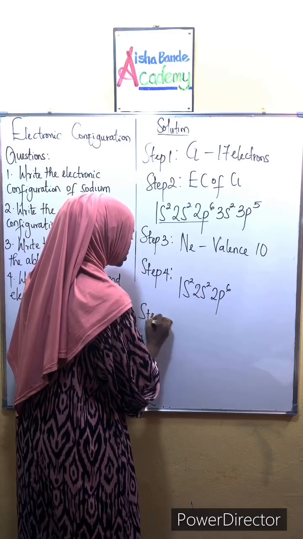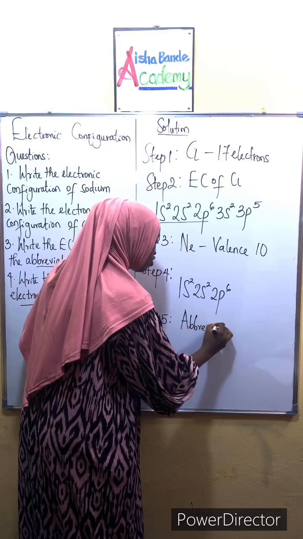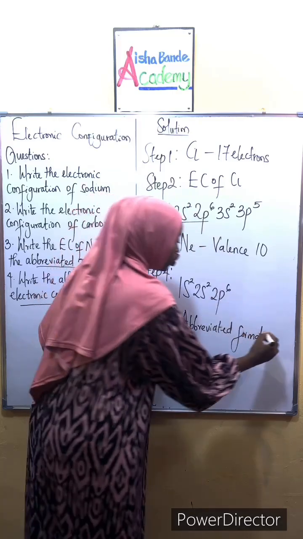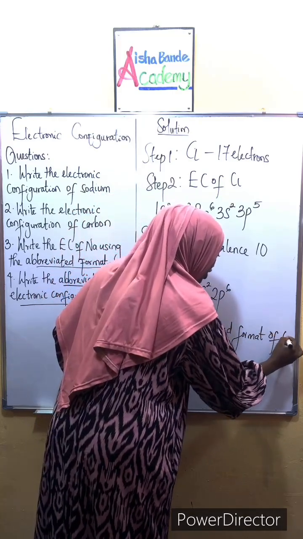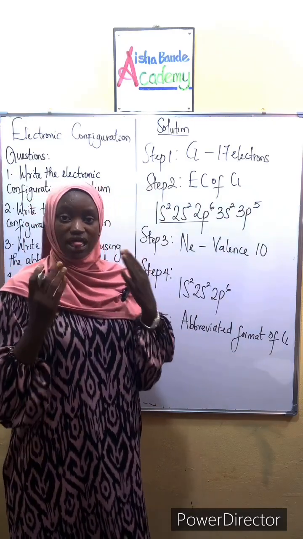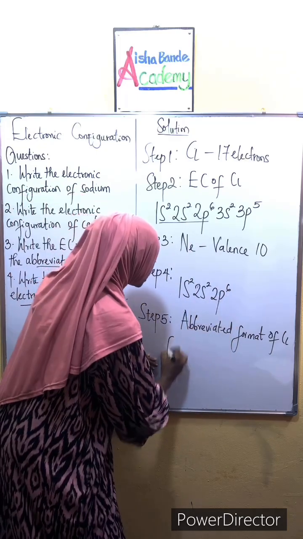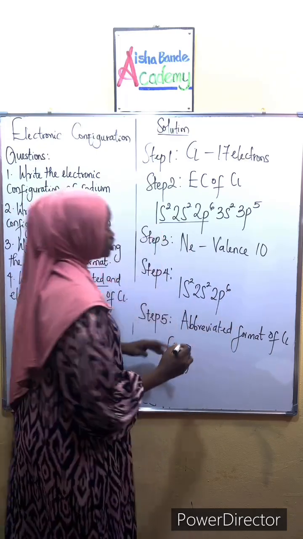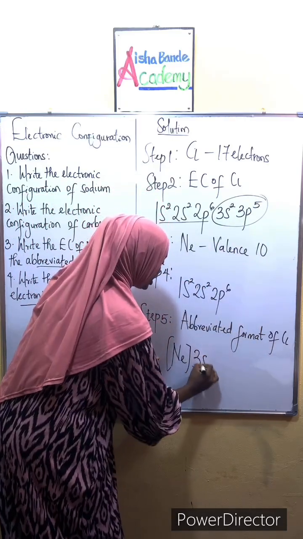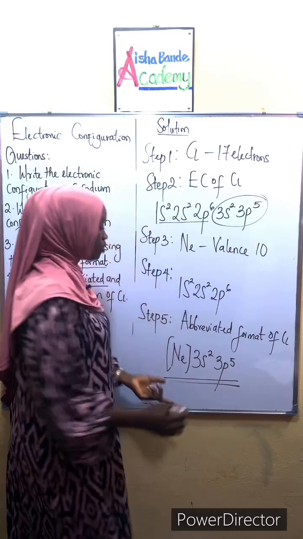So now the last step, which is step 5, is for us to write the abbreviated format for chlorine. Okay, if you remember, it is called abbreviated format or the condensed format. Irrespective of how the question is given, if it says abbreviated format or condensed format, they all mean the same thing. So the abbreviated format for chlorine now becomes neon. So this is short of how many electrons? 7 electrons, which is this. So now we're going to have 3s2, 3p5.